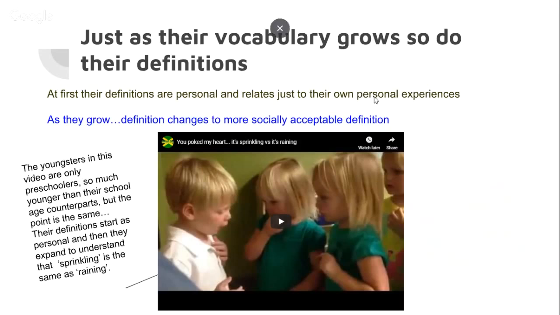So here's this lovely video, I'm sure you've seen it before, of how one child interprets the moisture falling from the sky as sprinkling, and the other one has a definition of it being raining, and they have a little tussle here.